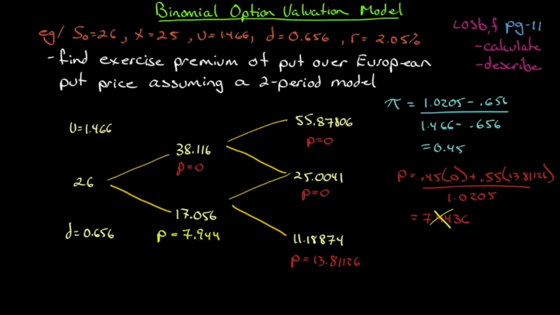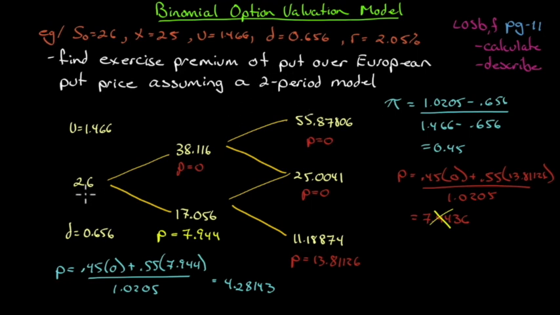Now that we have that, we're in a position to solve P over here. So P here will equal 0.45 times 0 plus 0.55 times the new price, 7.944. And of course, we'll discount that back one period, and that will give us 4.28143. Now, we're being asked what the premium was at this point in time. Remember now, we changed this, so that is the price that we should get.